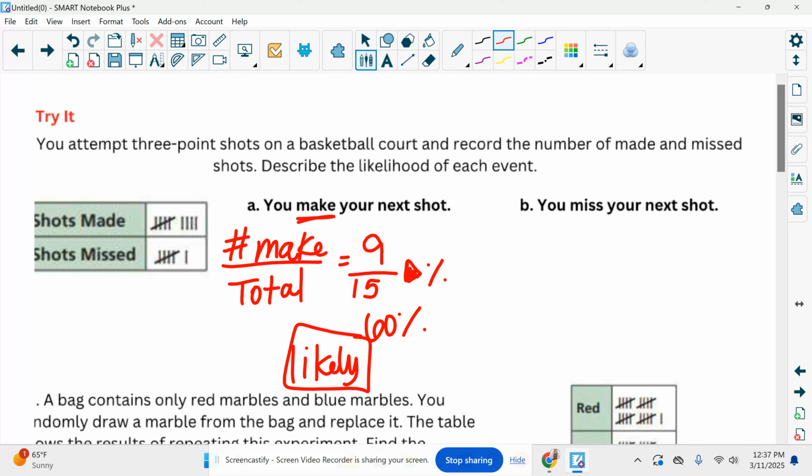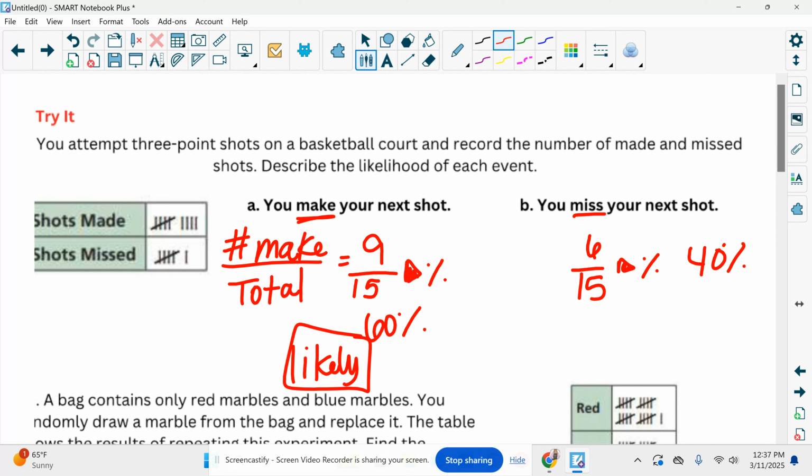Alright, so in part B, now we're asking, what's the likelihood of her missing the next shot? How many did she miss? She missed 6 out of the 15, which as a percent is 40%. That would make sense, right? If it's out of 100%, we've already used 60 for making, then that leaves 40% for missing. So 40% is what kind of likelihood?